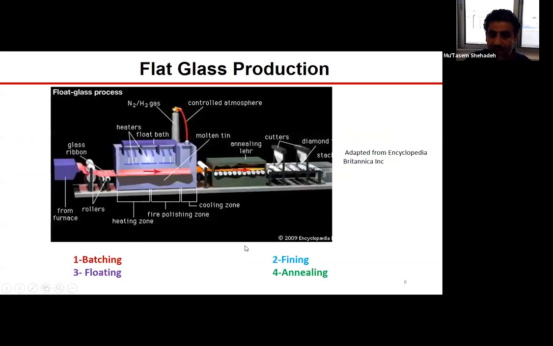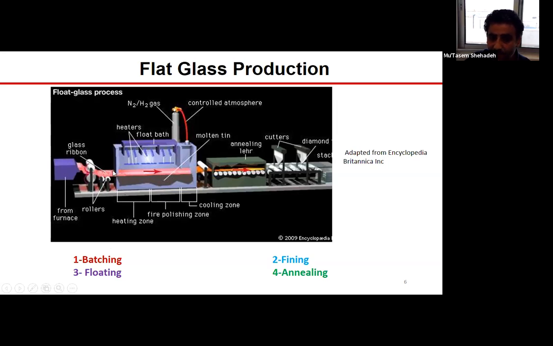So with this, we can move to here the way that flat glass, which is the most widely used glass in structural applications, is produced. And here there are four major steps in producing the glass, in this case, the flat glass. So first, the batching, where the compositions are determined, and then they enter into a furnace that will melt these materials, and the material then will be flown into a bath that contains a molten tin.